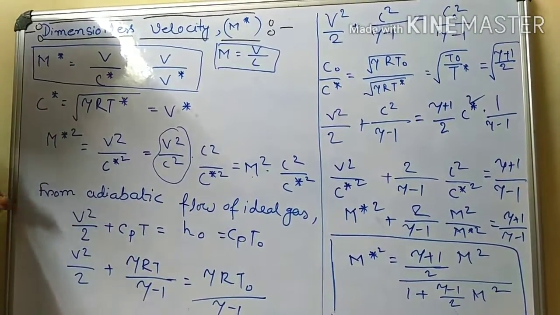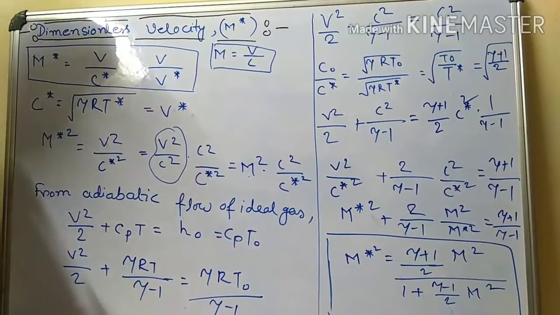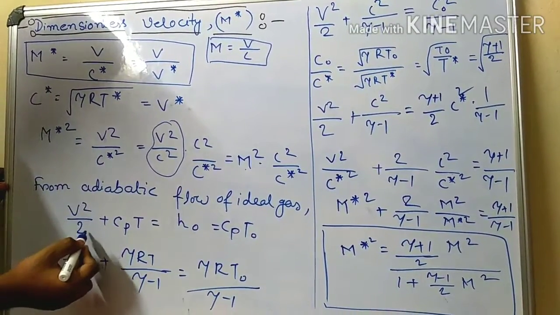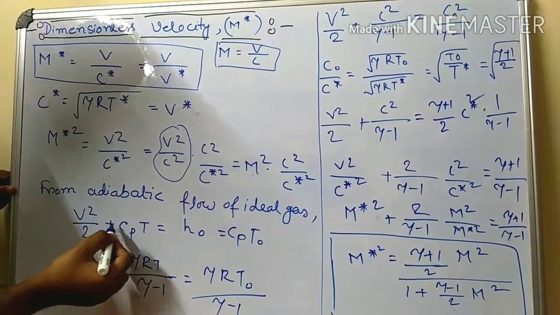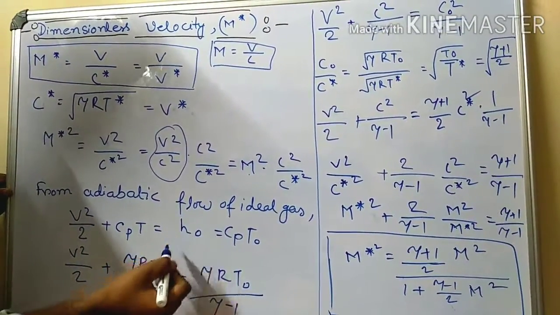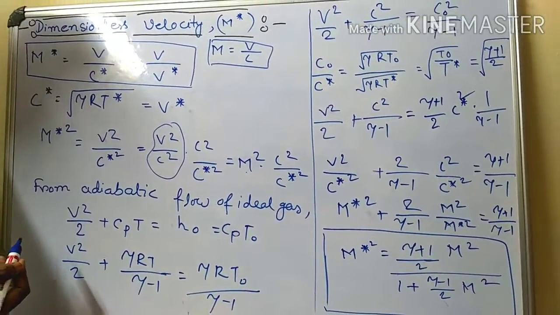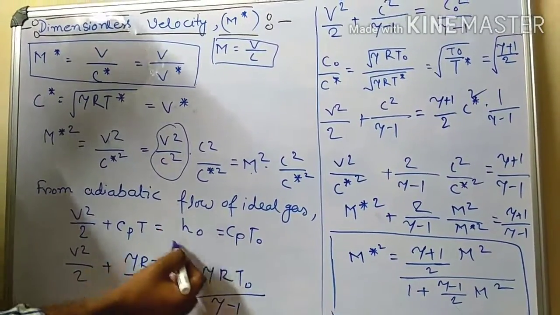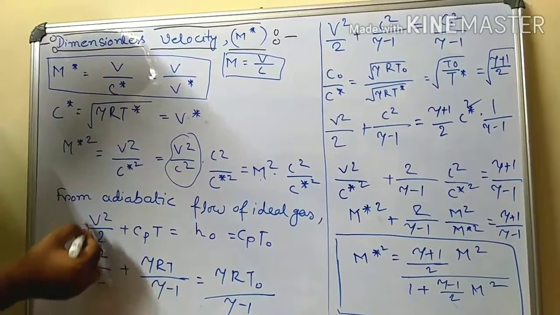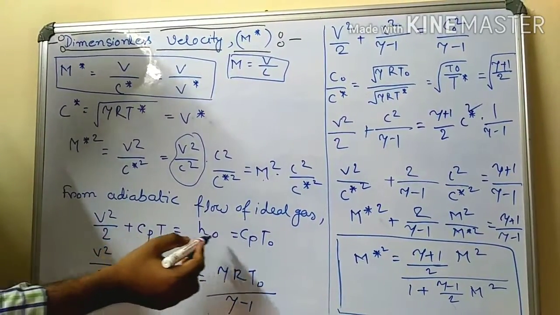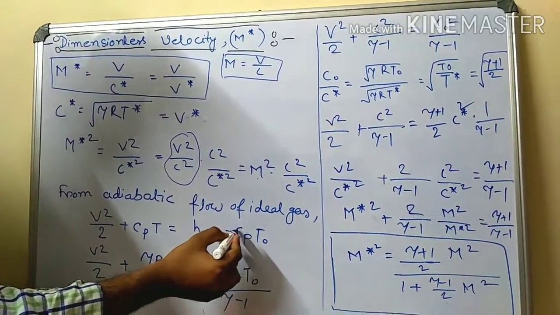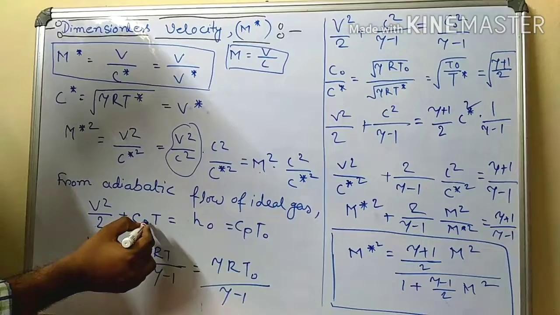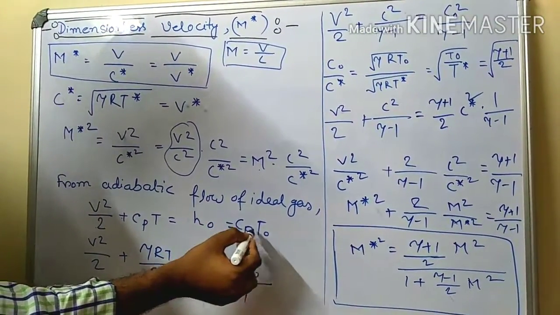Now, as you know, from the adiabatic flow of an ideal gas, V square by 2 plus Cp into T is equal to H0. From the stagnation properties, the stagnation enthalpy, designated H0, is nothing but the summation of the kinetic energy plus Cp into T. So H0 can also be written as Cp into T0, right? So V square by 2 plus Cp into T is equal to Cp into T0, right?